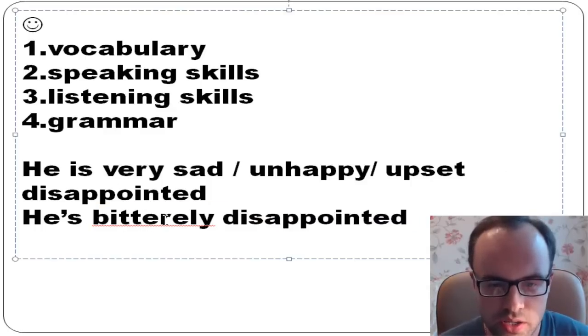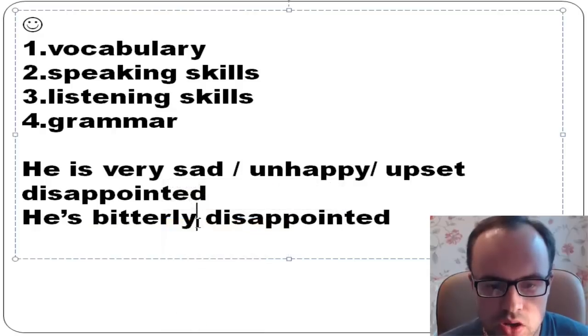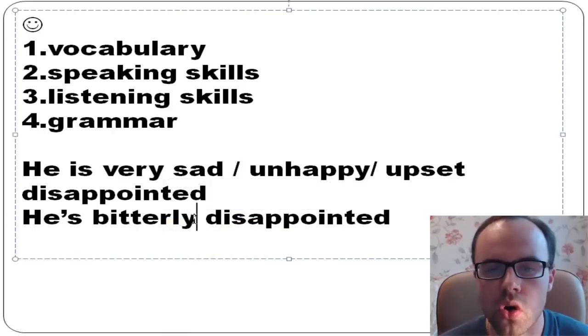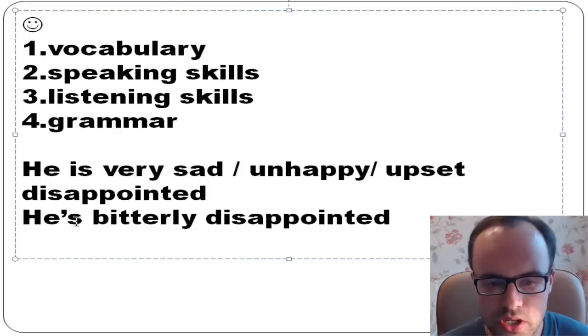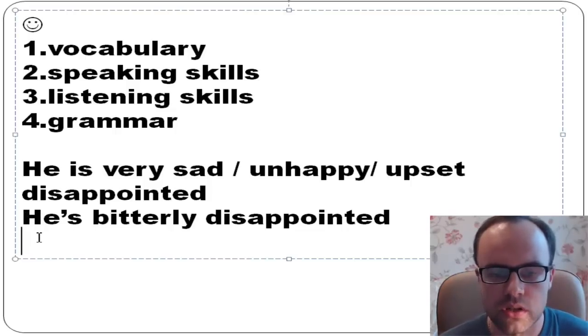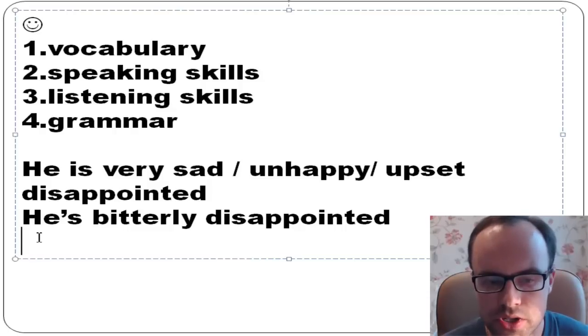And actually, as far as our lessons are concerned, we'll be learning different collocations for advanced students. It's an important thing. So he is bitterly disappointed. So I think that actually that's nice. Anyway, advanced students often tend to use different linking words. For example, he is bitterly disappointed.